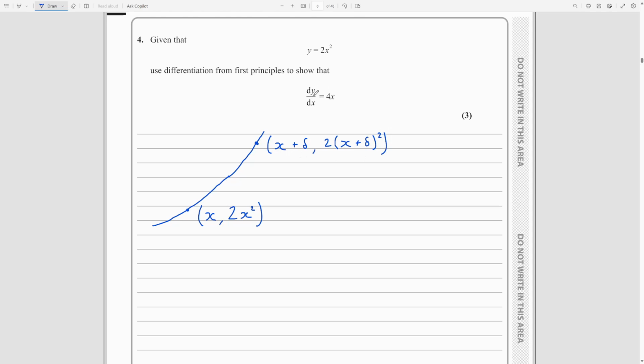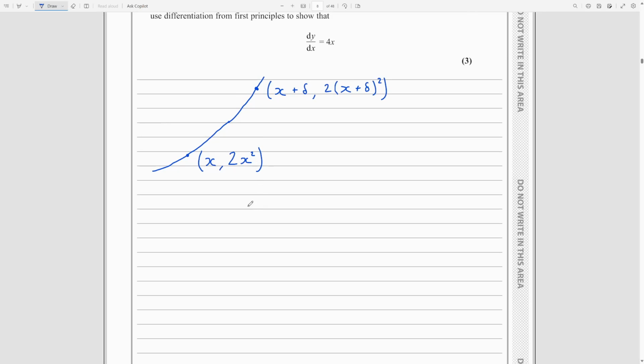Now, the definition of the derivative is the limit as delta tends to 0 of the gradient of the chord between those 2 points. So what we can say is that dy by dx is the limit as delta tends to 0 of change in y over change in x, which is simply 2 times x plus delta squared minus 2x squared, that's the change in y, divided by the change in x, which is x plus delta minus x. Now we just need to simplify all of this before sending delta to 0.